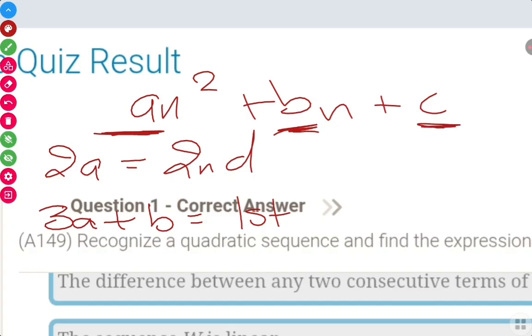And then to find c, we do a plus b plus c equals u1.